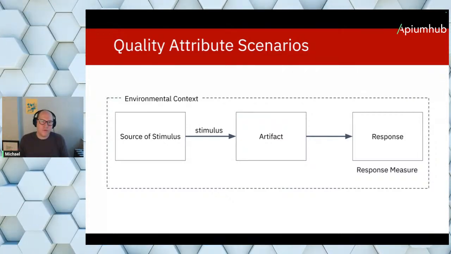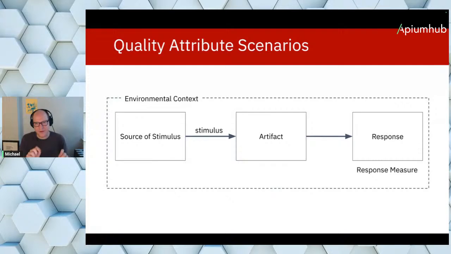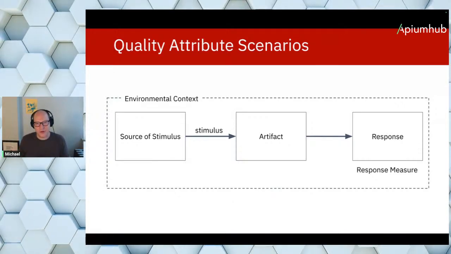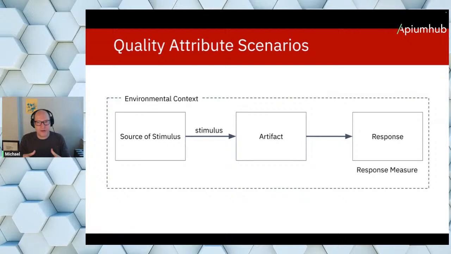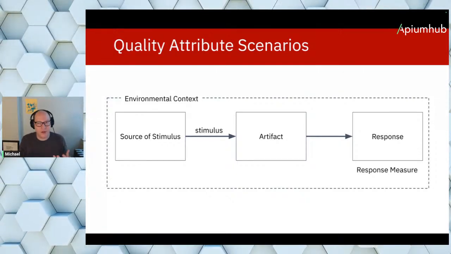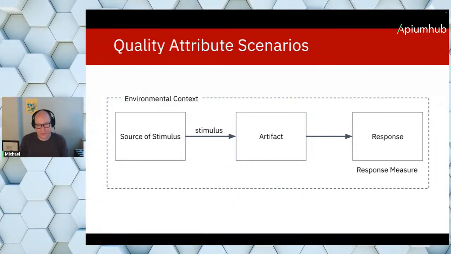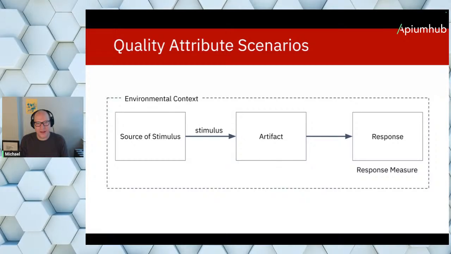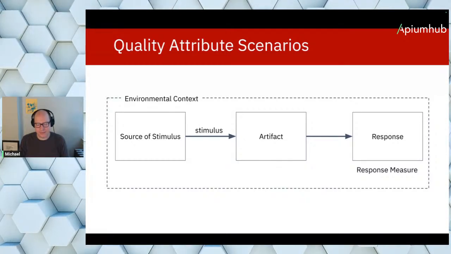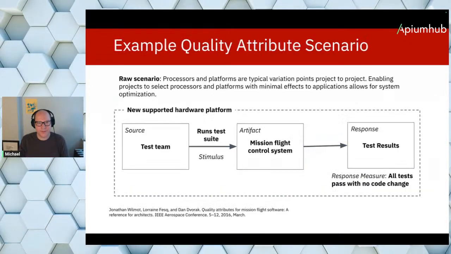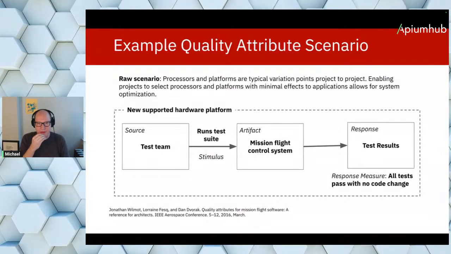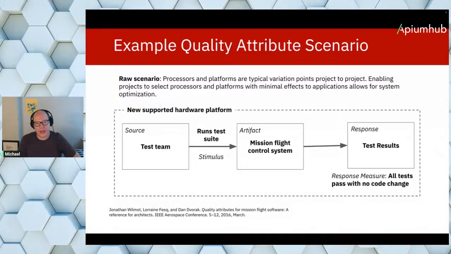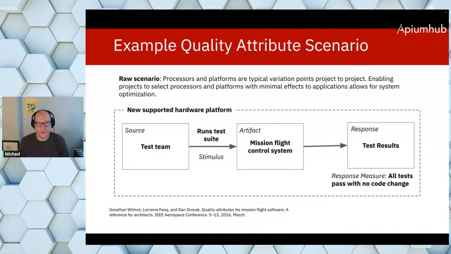Most people don't specify the full formal 6-part scenario, but it's useful to learn that and think about it so that you can start to bend the rules once you know what the complete version looks like. So here's an example from a bit of mission flight software from JPL.